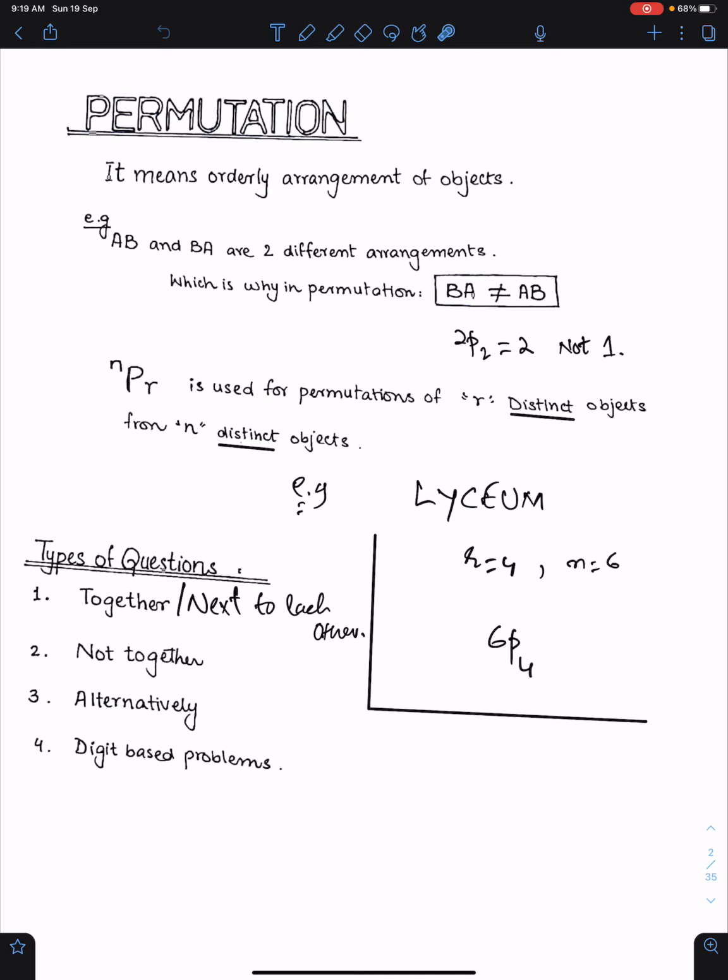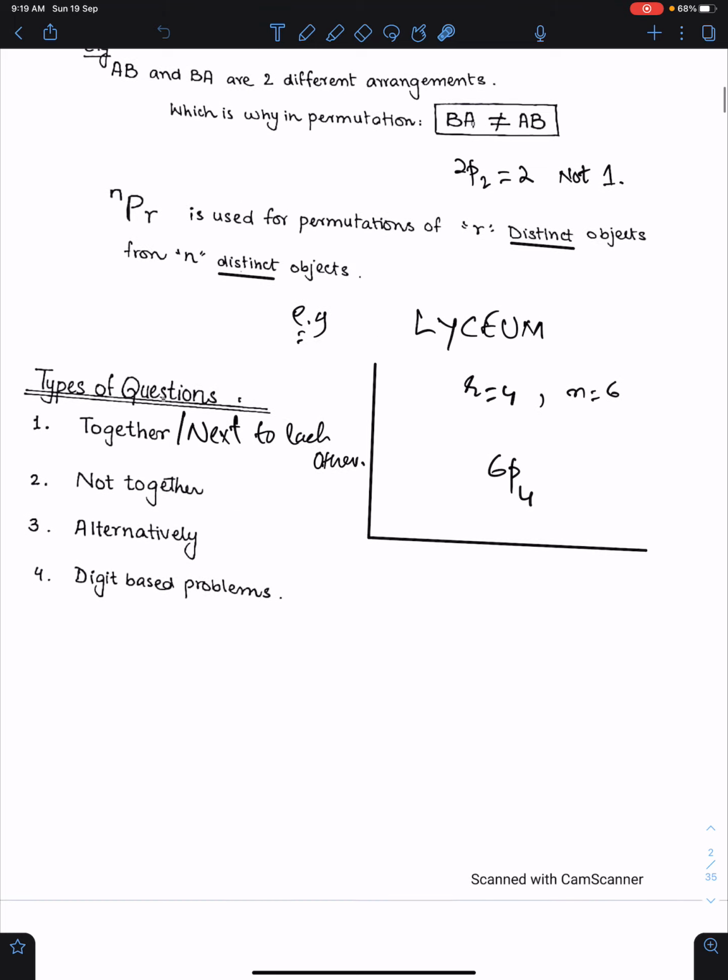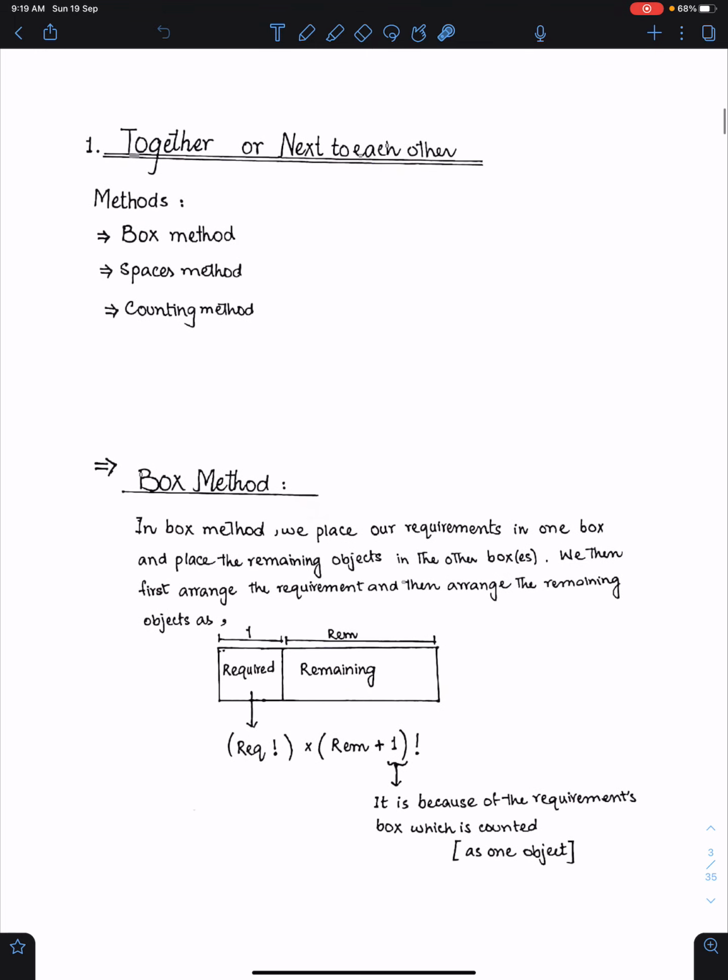Types of questions in permutations. Type 1, together, next to each other; type 2, not together; type 3, alternatively; type 4, digit-based problems. These are some important types of questions of permutations. Together or next to each other means the same thing. And to solve these types of questions, we have 3 methods: box method, spaces method, counting method.